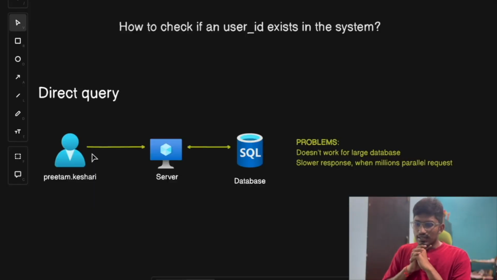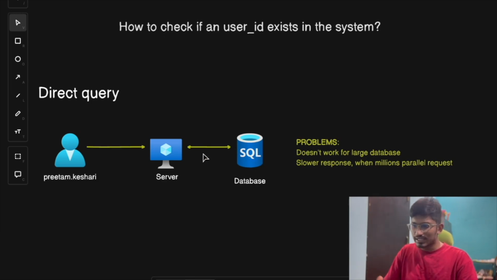So think about it. You have billions of user records in the database, and you need to check if a user is there or not. The first and straightforward approach would be to use a direct query. This is the most basic way you can do this check: run a direct query with the database, and the database will return if the user exists or not.